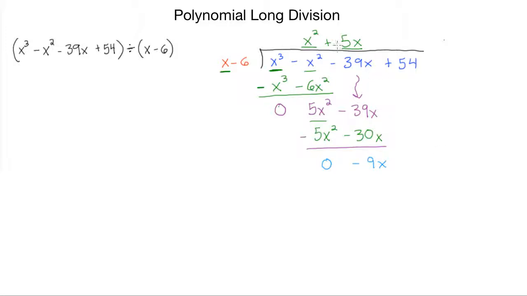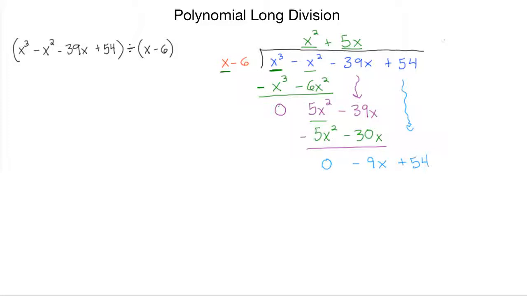All right, we're kind of making our way through it, right? I've got one thing left here. I'm going to bring down the 54. There's my two terms I'm working with. Again, I can only work with two terms at a time because I'm dividing a binomial into this thing.